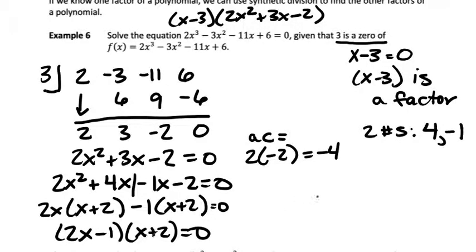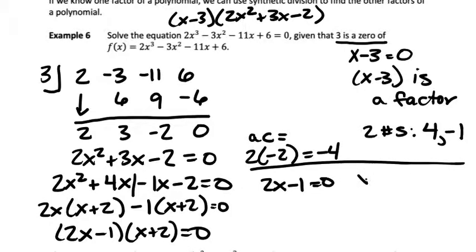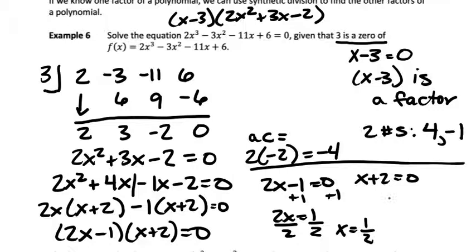Now I set each one of these sets of parentheses equal to 0. Draw a line here. 2x minus 1 equals 0 and x plus 2 equals 0. Add 1 to both sides and divide. I get x equals 1/2. And for this one, I just subtract 2 and x equals negative 2.